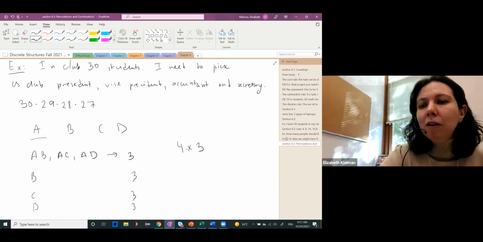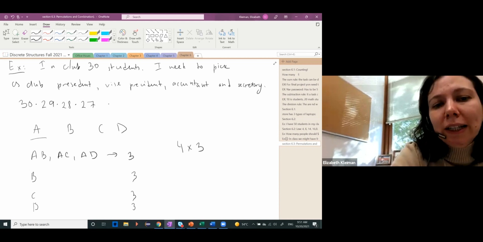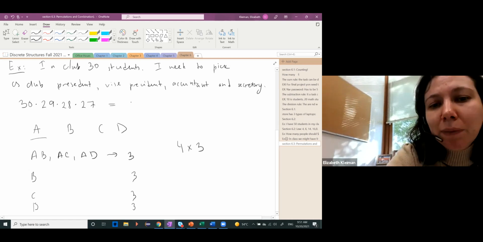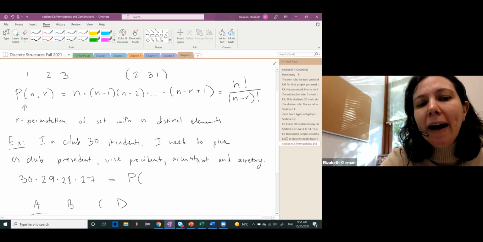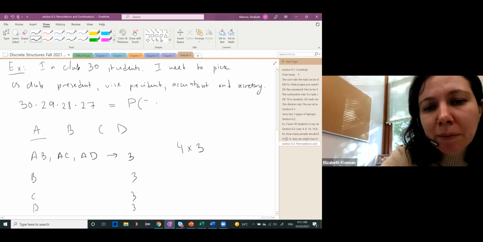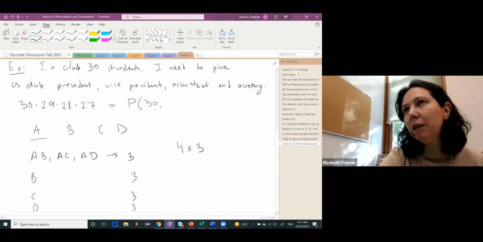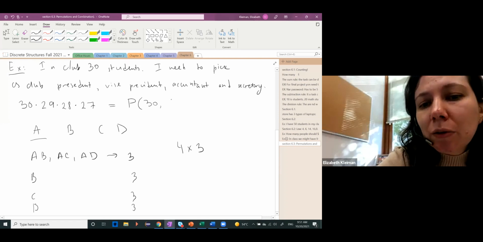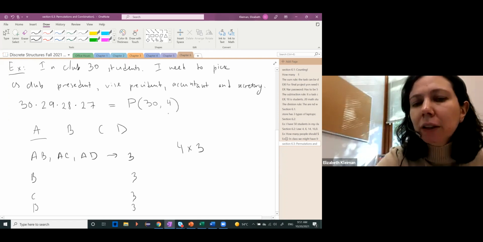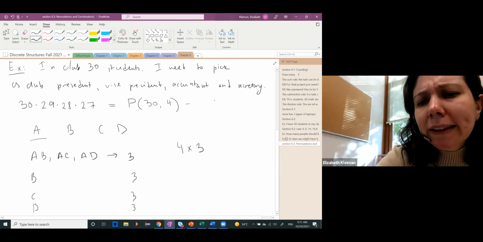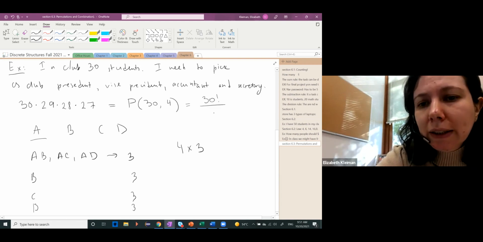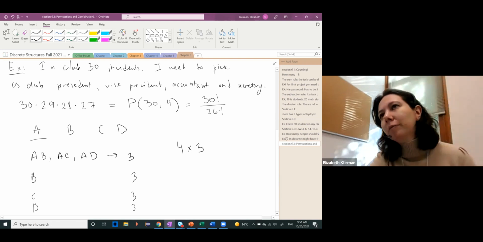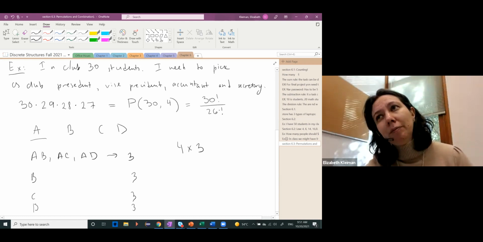So now let's look at what that is. Well, this is a permutation. I have 30 people I'm picking from, and I need to pick 4. So mathematically, this is 30 factorial over 26 factorial. This is what it is.